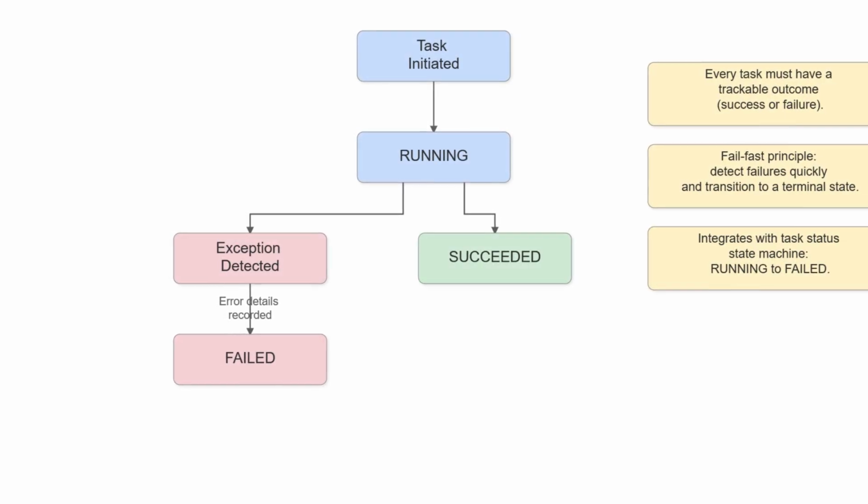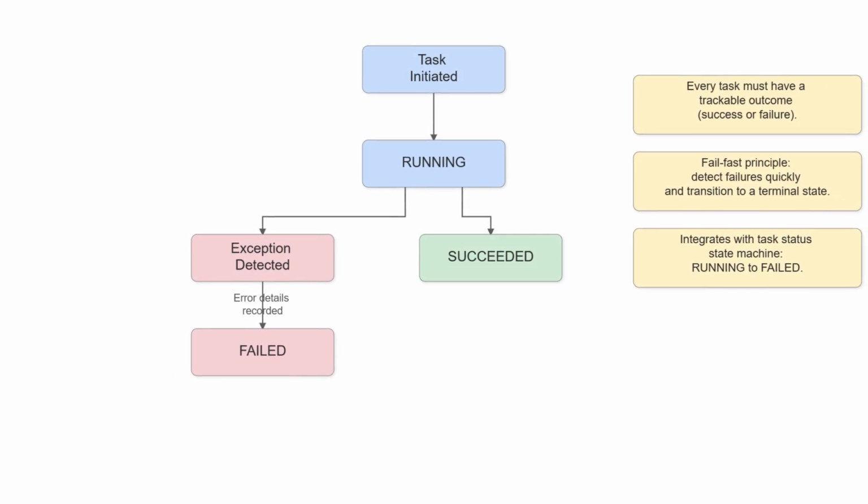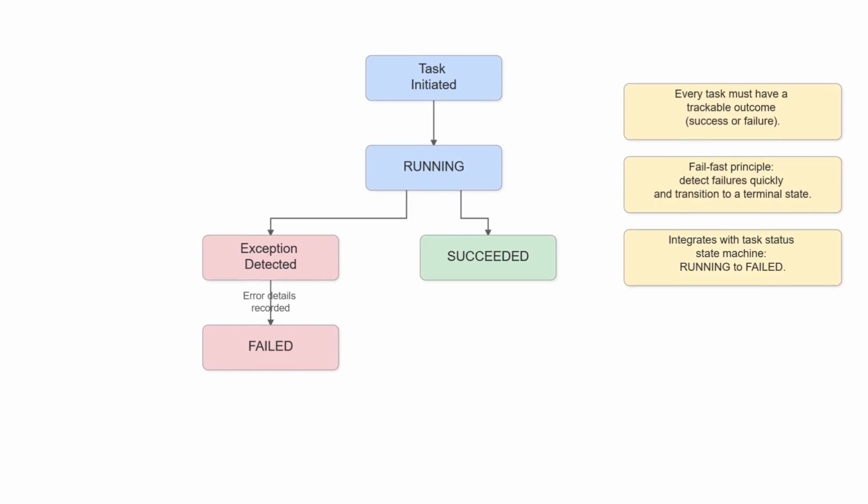At the heart of resilient task execution is the principle of controlled failure. This simply means that every task execution must result in a clear, trackable outcome. Whether a task succeeds or fails, your system should know exactly what happened and update the task status accordingly. This gives you immediate visibility into your system's health, prevents failed tasks from indefinitely consuming resources, and maintains data integrity. It's about moving away from tasks hanging in an ambiguous running state towards a definitive succeeded or failed status.